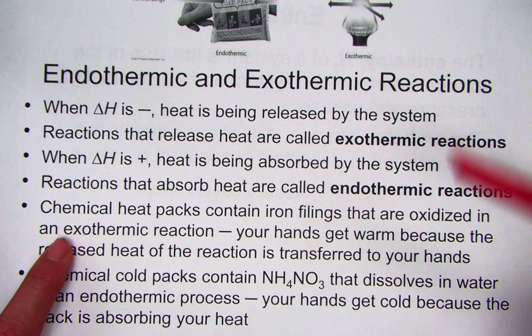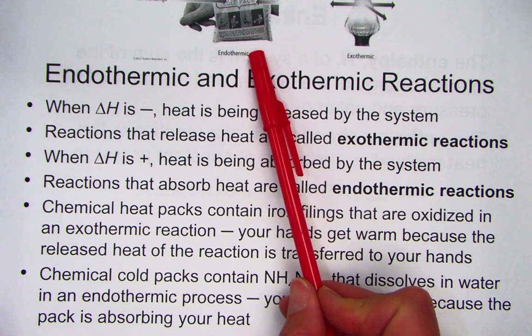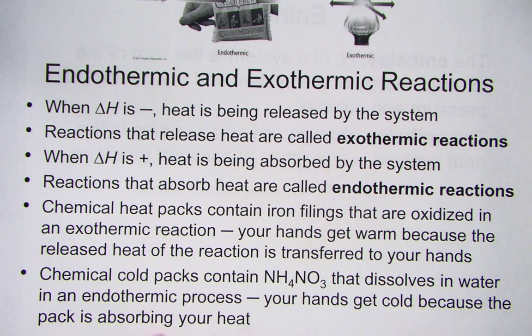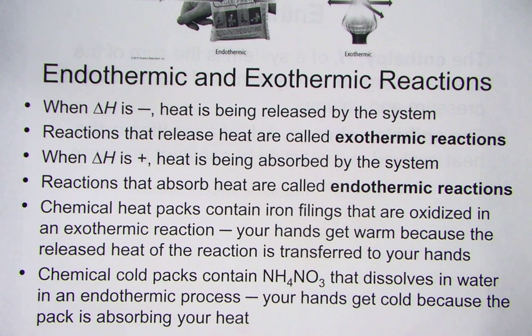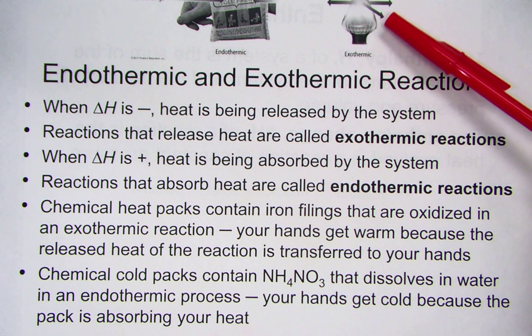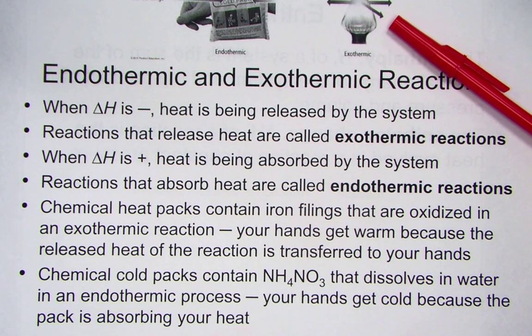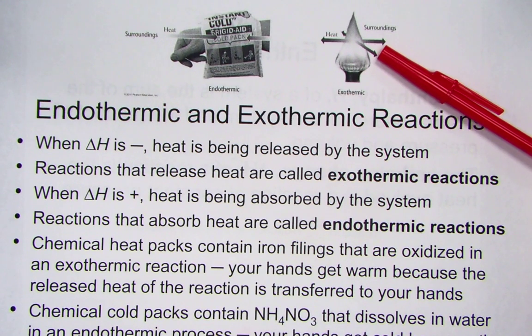And this is simply showing a chemical heat pack and a chemical cold pack. A cold pack represents an endothermic process where ammonium nitrate dissolves in water. Endothermic process, your hands would actually get cold holding on to this chemical change. If heat is being released to the surroundings from the system, we call that exothermic, and your hand would actually get warm to the touch.